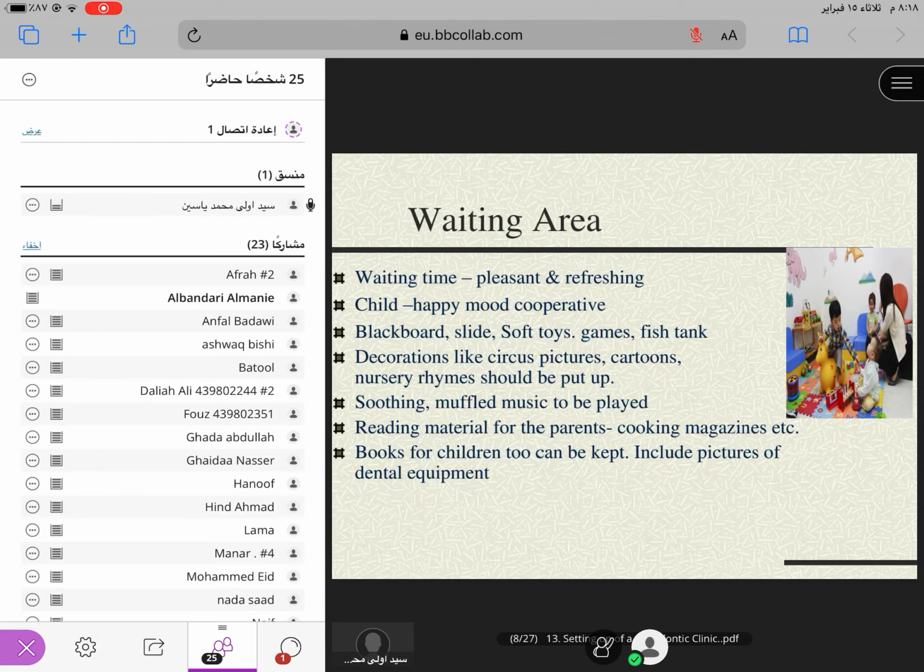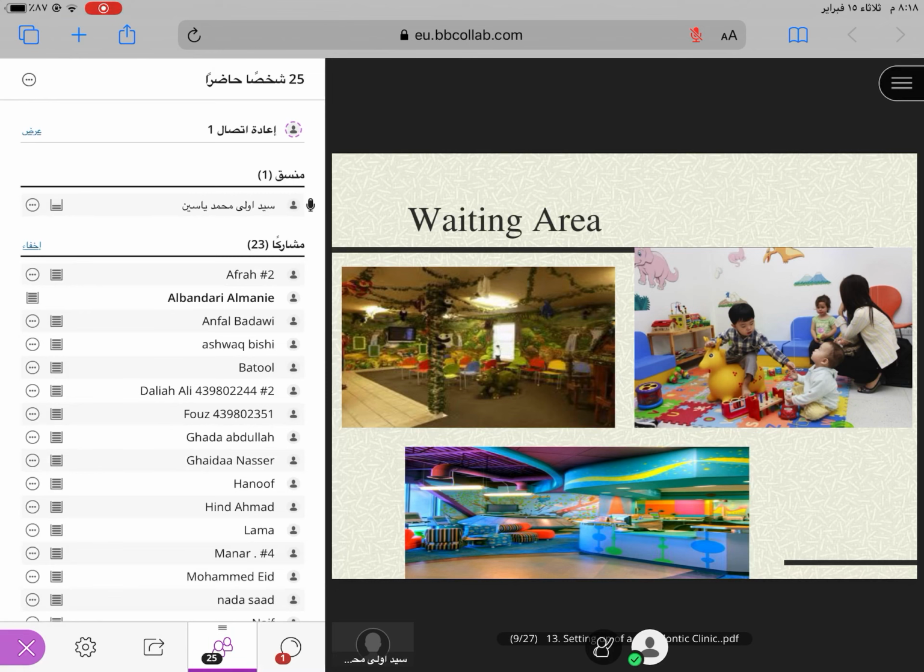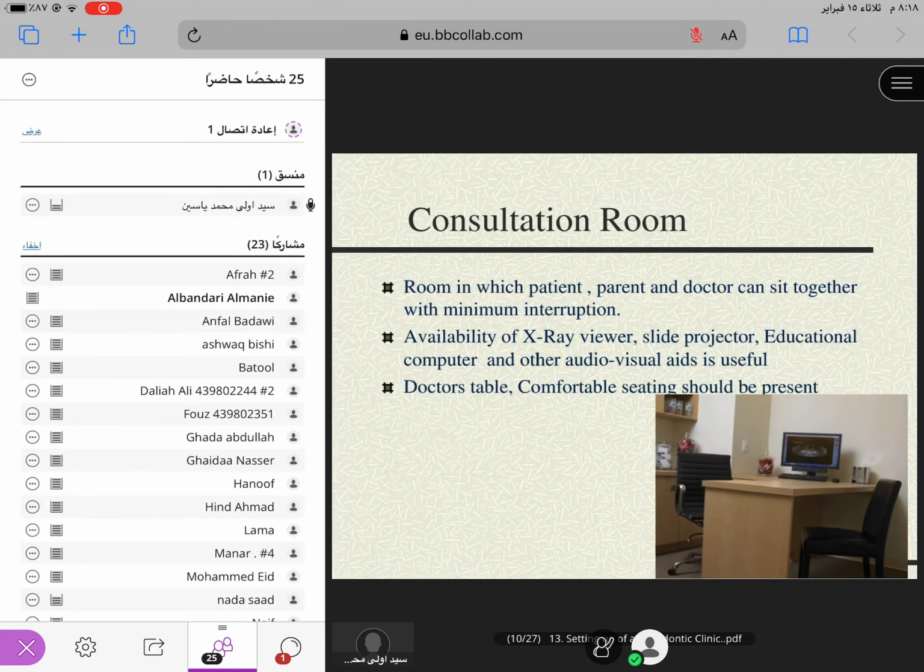So how can you make a child cooperative, apart from other behavior management techniques? The design of the clinic itself plays an important role in the behavior of the child. These are some pictures of the waiting area in different clinics. You can have various choices. This makes the child relaxed and more comfortable, and once they have positive reinforcement, they tend to visit the dental clinic with more confidence.